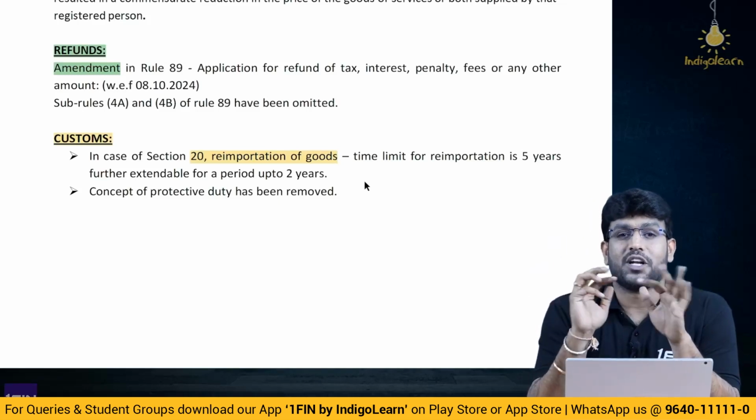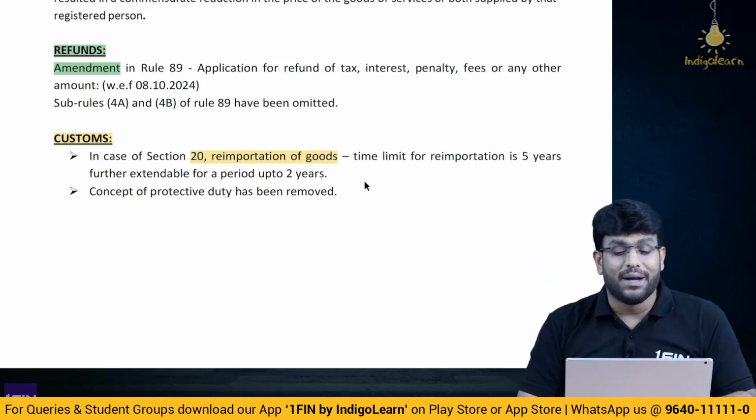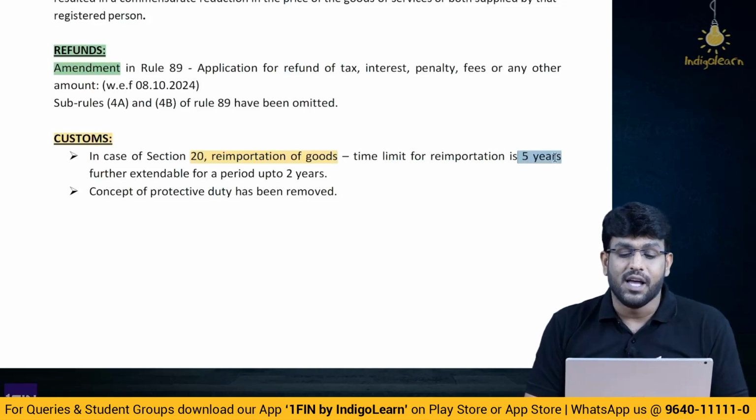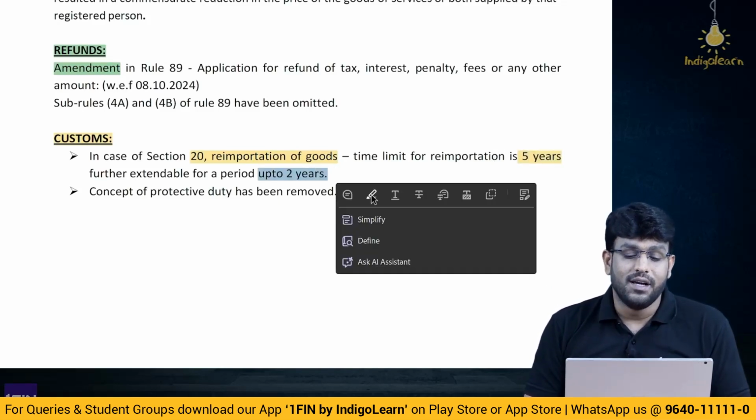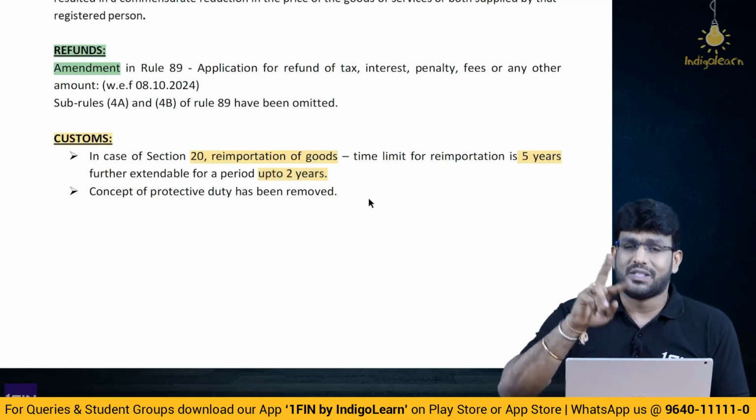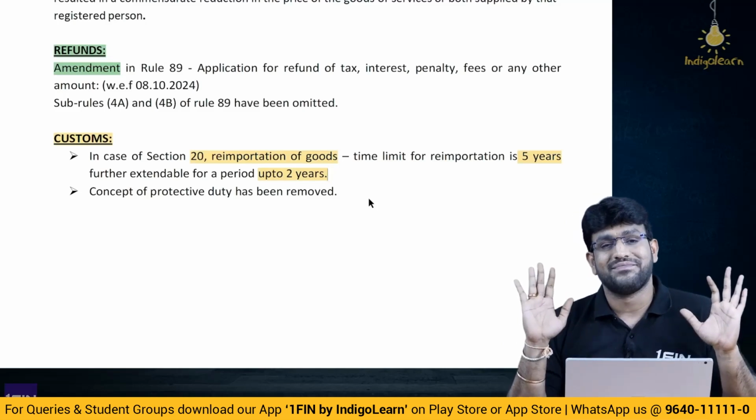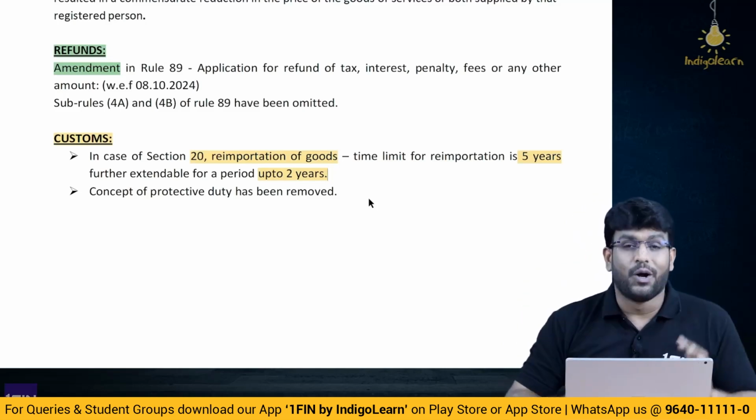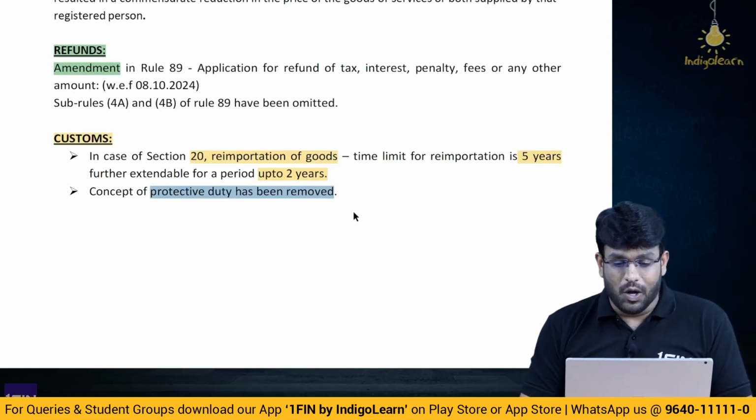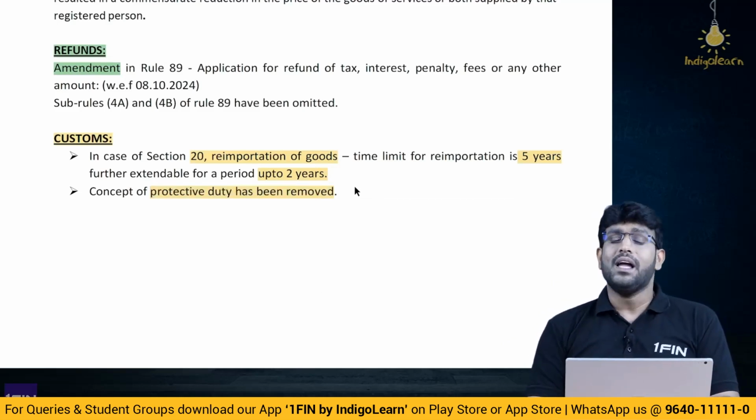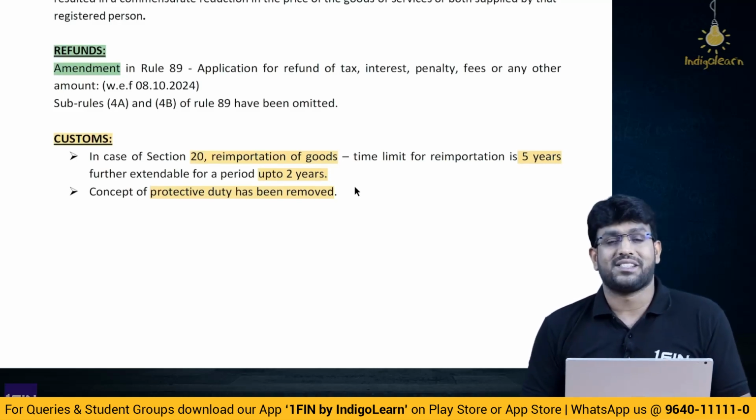Earlier, the reimportation time limit was 3 years, extendable by 2 years. But now there is a small amendment that the reimportation time limit is 5 years and further extendable for a period up to 2 years. This is a small change. Earlier it was 3 years and 2 years. Now it is 5 years and 2 years. That's it. And finally, one last point, the concept of protective duty has been removed. This concept was there in the types of duty topic. This protective duty concept is now completely removed, my dear friends.